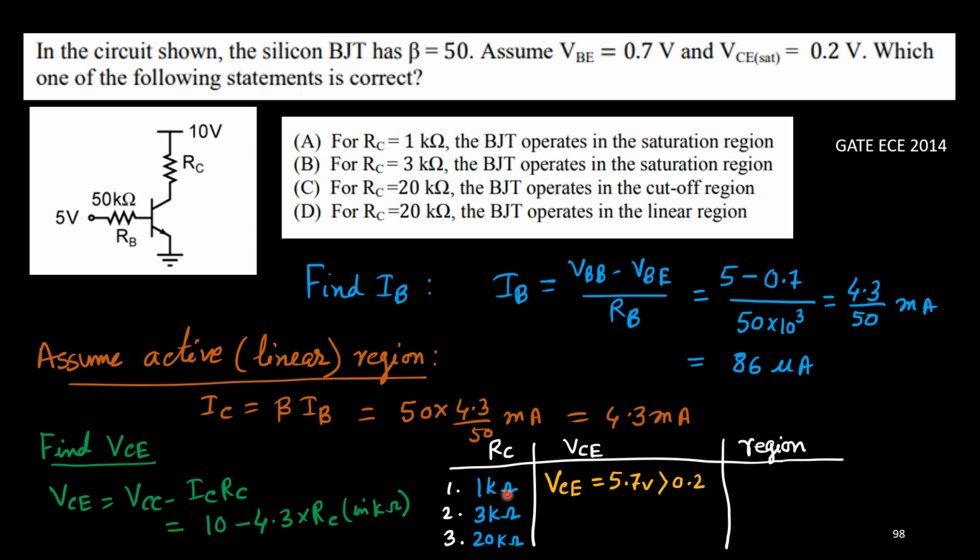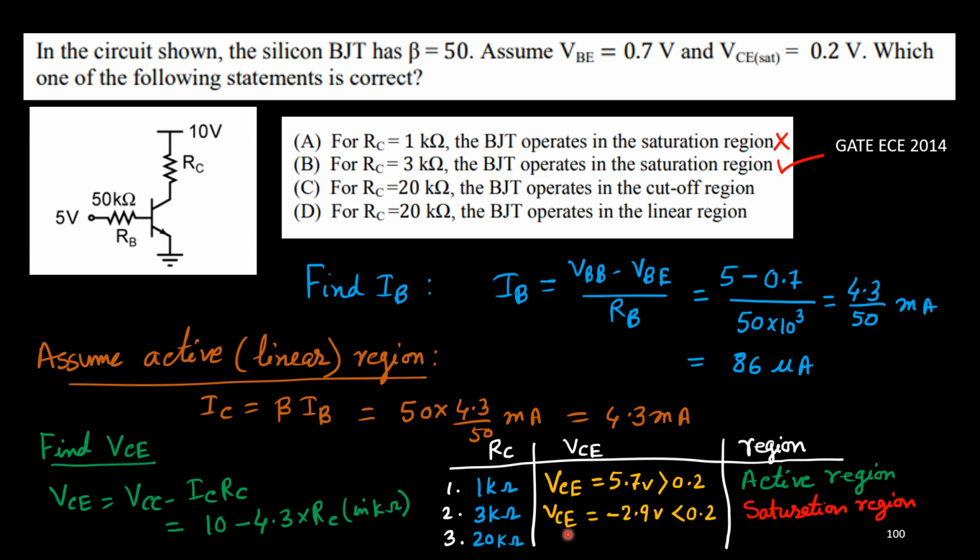Now for 1 kilo ohm, this is 10 minus 4.3 into 1. That means 10 minus 4.3 is 5.7 volt, which is more than 0.2 volt. If it is more than 0.2 volt, the base collector junction will be reverse biased, which means it will be in the active region. Our assumption is correct. So this potential must be more than 0.2, then only it is in the active region. So it is in the active region, but it is given in the first choice that for 1 kilo ohm the BJT operates in saturation region, which is not true. It should be in the active region with RC equal to 1 kilo ohm.